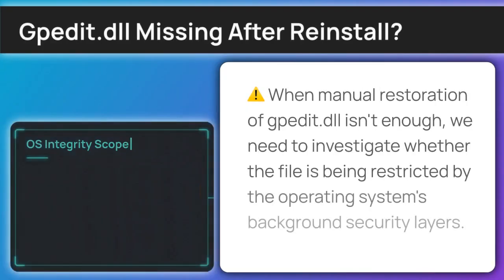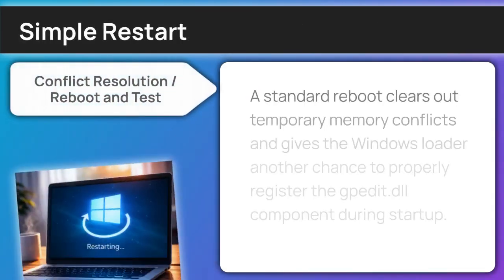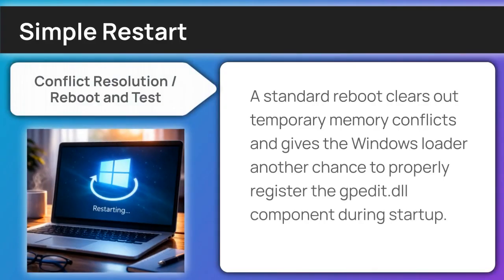If the setup package didn't provide a resolution, we need to look under the hood at how your system handles current session configurations. A system reboot is a reliable way to clear away zombie processes that might be interfering with Group Policy Editor module. It's a low-impact step that ensures your operating system is starting with a synchronized environment.